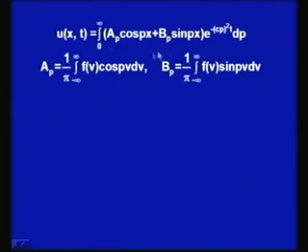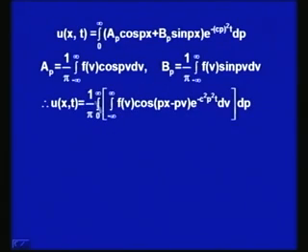So, now let us simplify this solution. Substituting this A_p and B_p, I would get 1 upon pi, which is constant and I am taking it out, integral 0 to infinity, where A_p is the integral from minus infinity to plus infinity f(v) cos(pv) dv, and then cos(px). Similarly, B_p gives f(v) sin(pv) dv and then sin(px), and then e to the power minus c square p square t, dp. Again simplifying as usual, cos(px) cos(pv) plus sin(px) sin(pv) is nothing but cos(px minus pv).